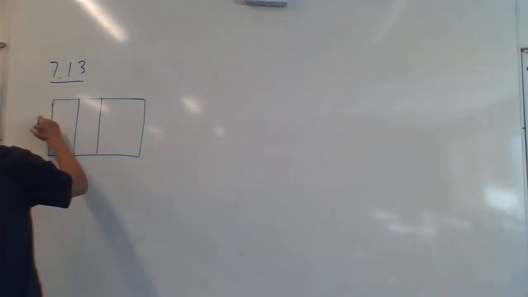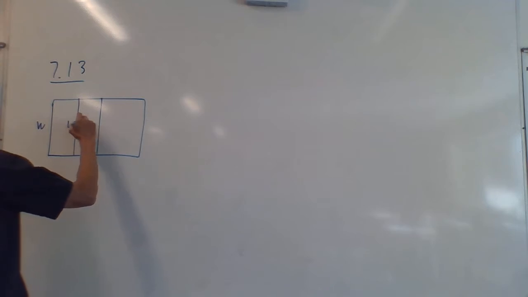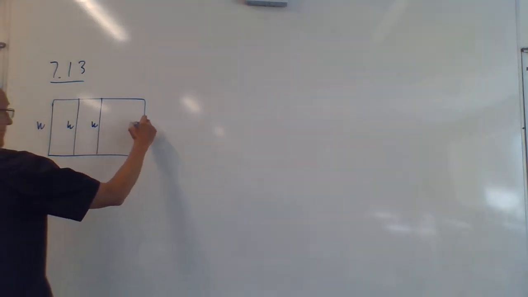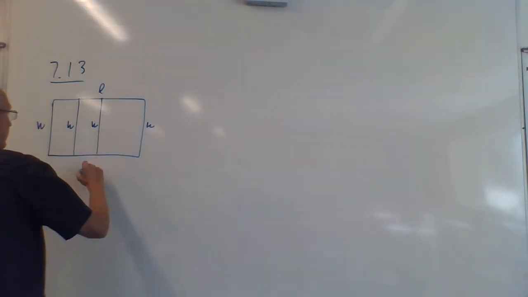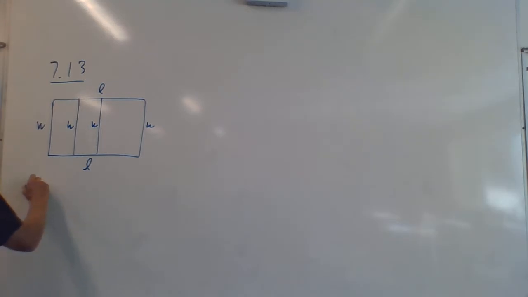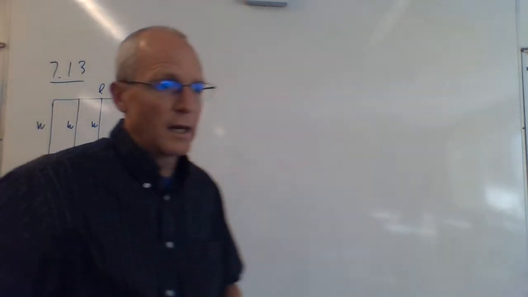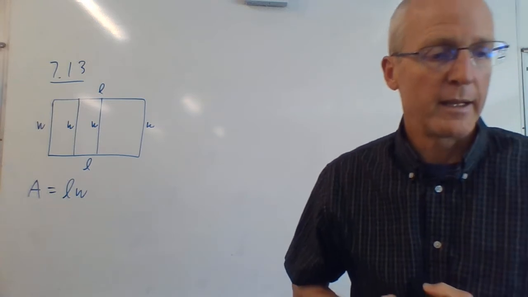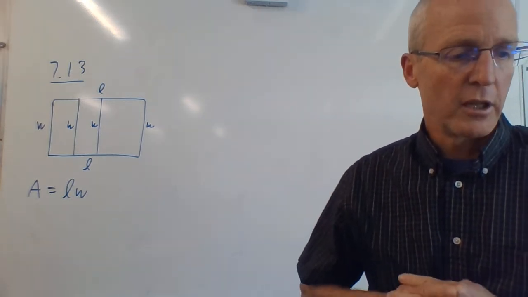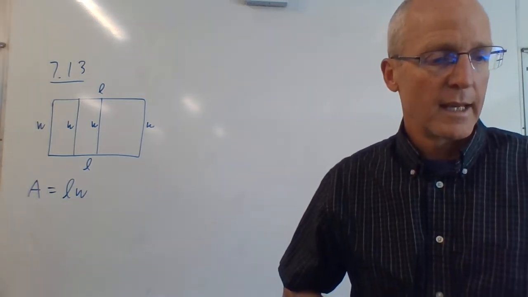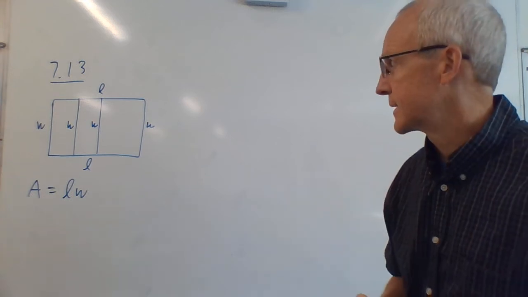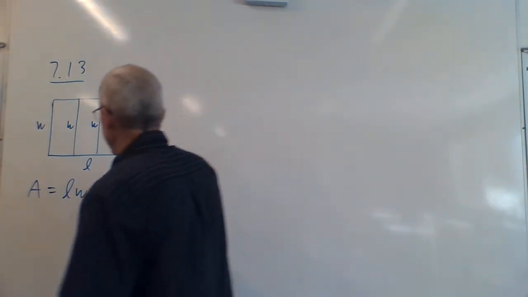Let's label things. We have a W, a W, a W, a W, an L, and an L. Obviously, we want the area to be big. Area is length times W. We want the area to be big, and we have a cost here. So what is the cost?